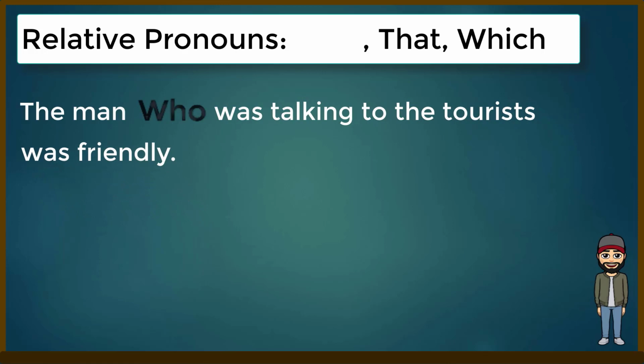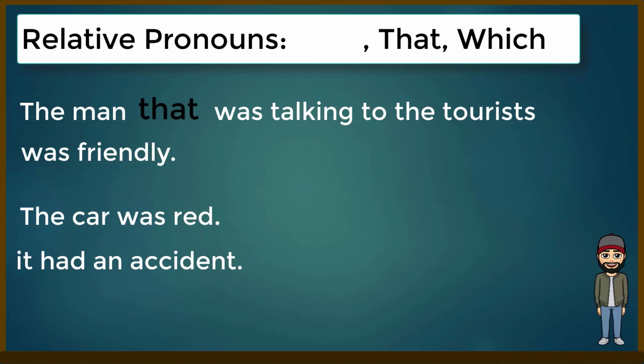So we say, the man who was talking to the tourist was friendly. Okay? We used who here. Why? Because we're talking about a person. استخدمنا هنا who لأننا نتحدث عن شخص رجل. Now we also can change who to that. We can say the man that was talking to the tourist was friendly. أيضا يمكن نستخدم بدل who that.